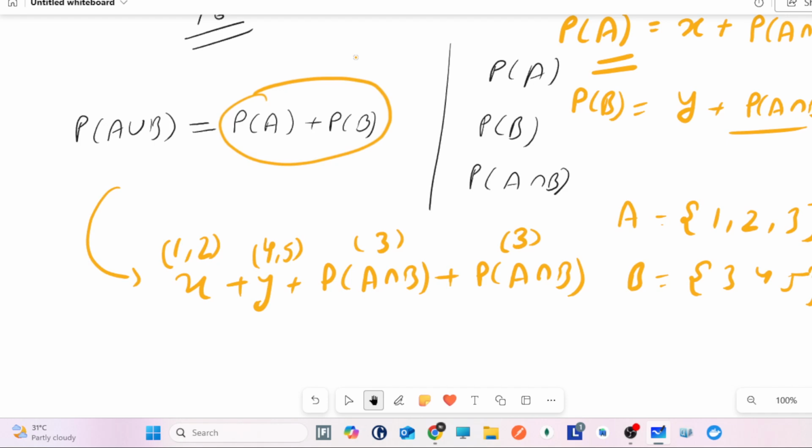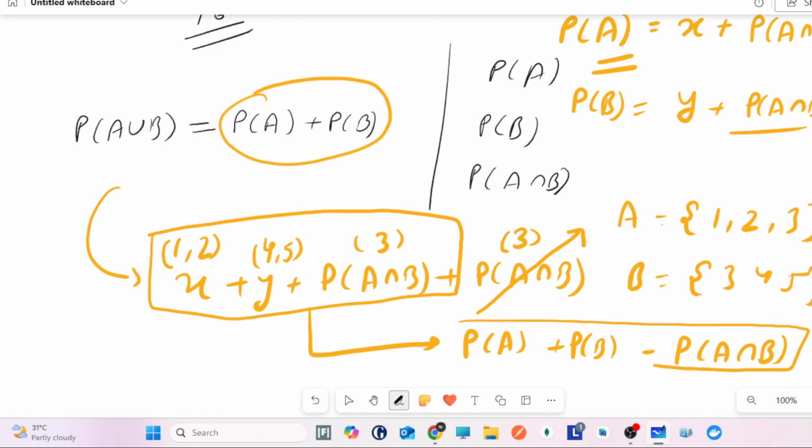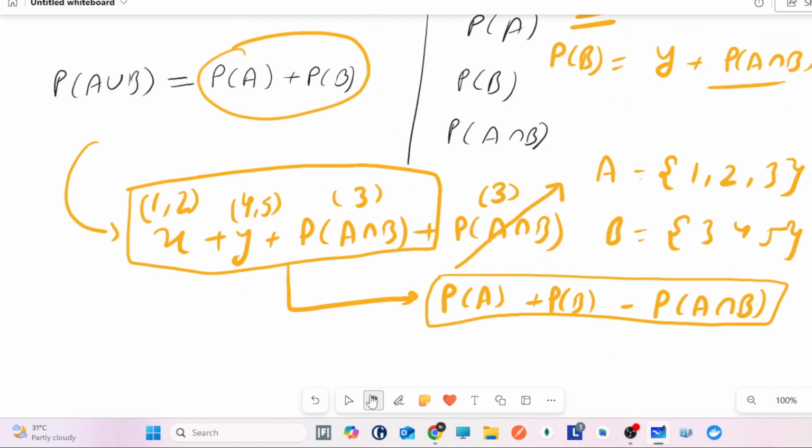So what is the exact formulation? We just cancel this portion, and the remaining is your probability of A union B. If you write it in a probability format, this is nothing but probability of A plus probability of B minus probability of A intersection B. That's it. This is nothing but probability of A union B. Okay, simple portion.